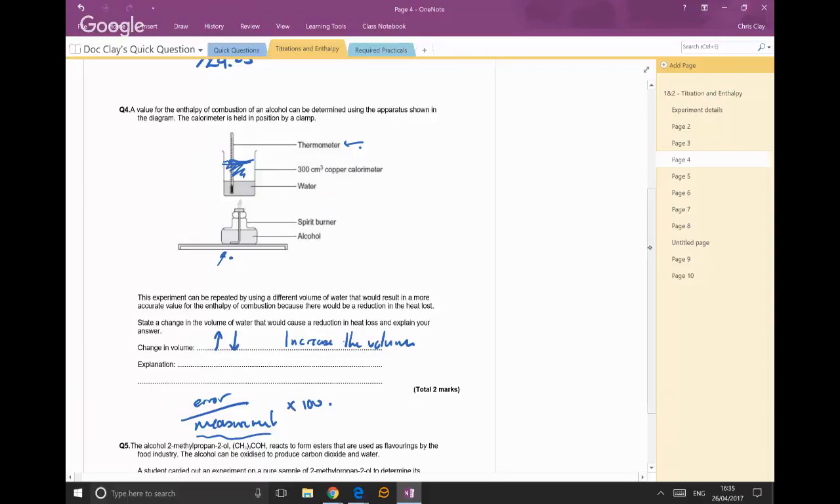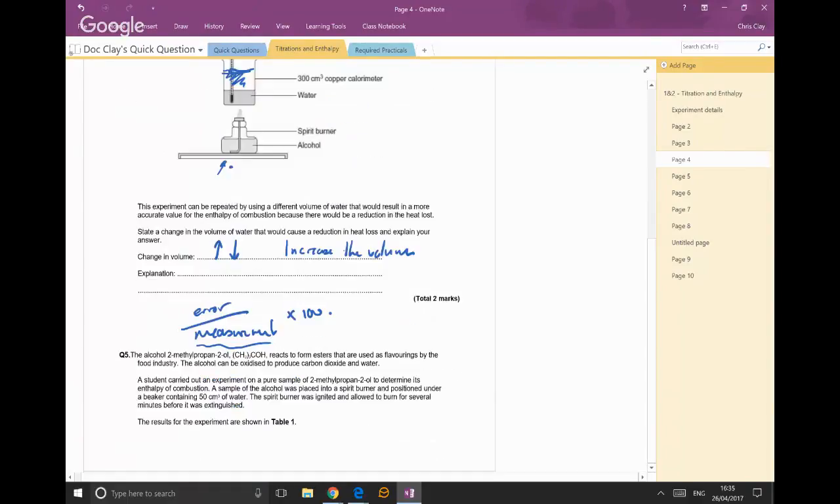Okay, moving on. Again, another question about enthalpy changes. The alcohol 2-methyl propan-2-ol reacts to form esters that are used as flavorings by the food industry. So here, this is quite possibly the sort of question you could get in your paper 2 or your paper 3. A student carried out an experiment on a pure sample of 2-methyl propan-2-ol to determine its enthalpy of combustion. A sample of the alcohol was placed into a spirit burner and positioned under a beaker containing 50 cm³ of water, very much like the experiment we've just seen above. The spirit burner was ignited and allowed to burn for several minutes before it was extinguished. The results for the experiment are shown in table 1.